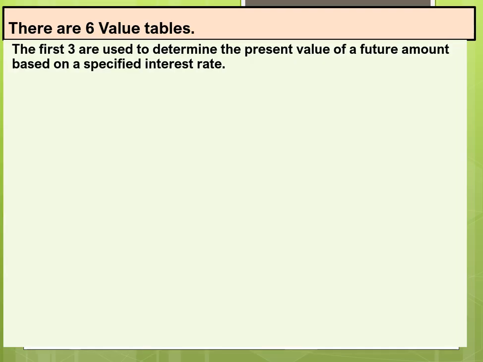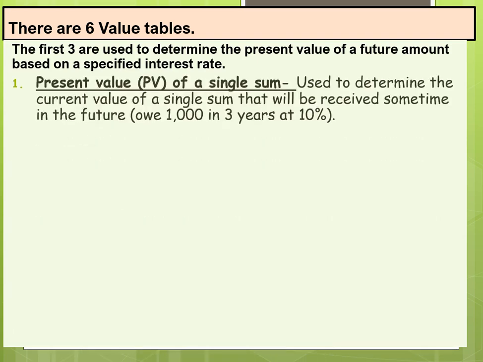Now, there are actually 6 tables at the back of your book, but the first 3 are the ones we use to determine present value, and that's primarily what we're concerned with when we're working the problems. We're looking at what things are worth in today's dollars. First we have the present value table, the present value of a single sum. It's used to determine the current value of a single sum that will be received sometime in the future at an assumed interest rate. An example would be you're going to owe $1,000 in 3 years at 10%. What's that worth in today's dollars?